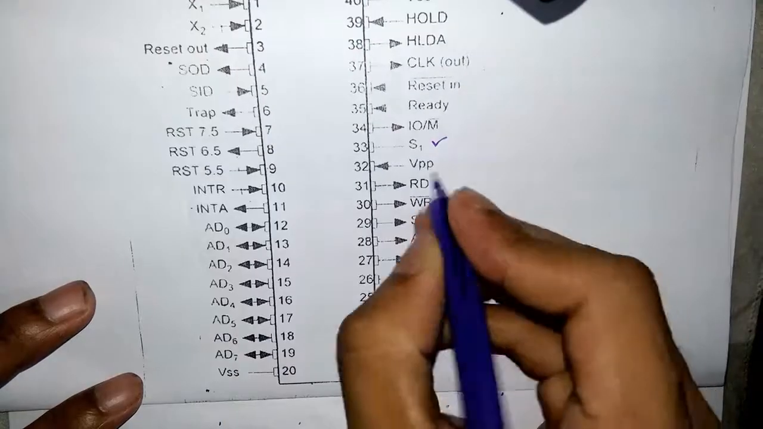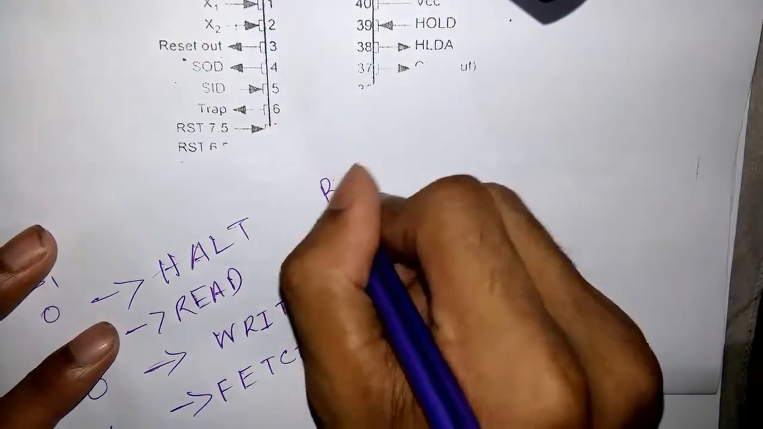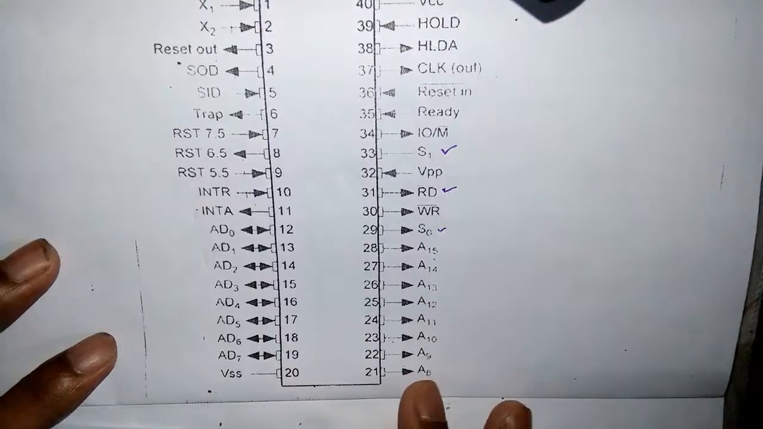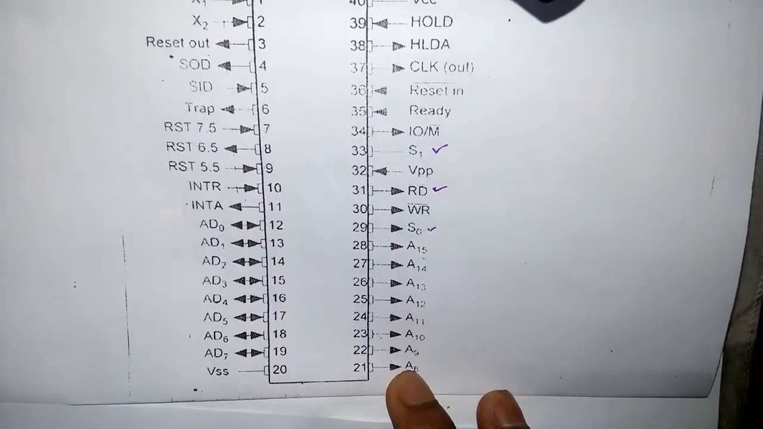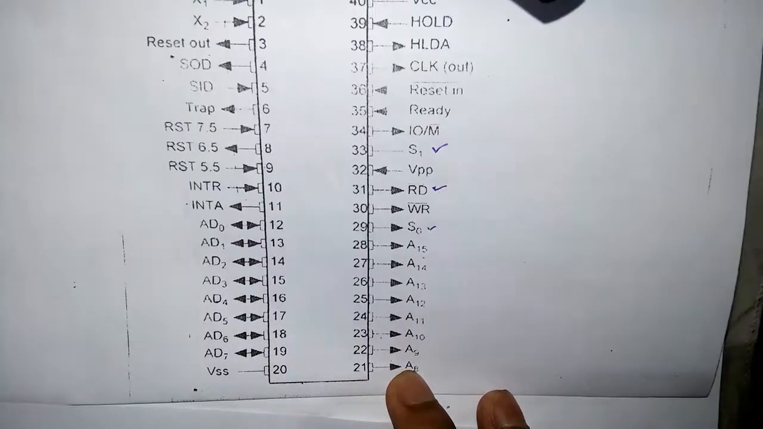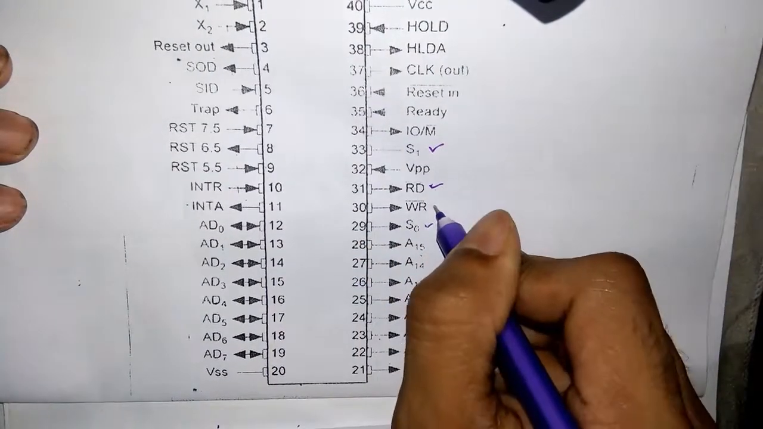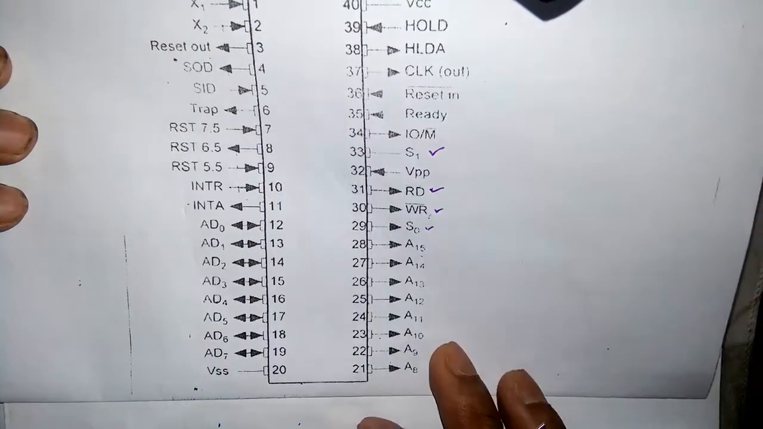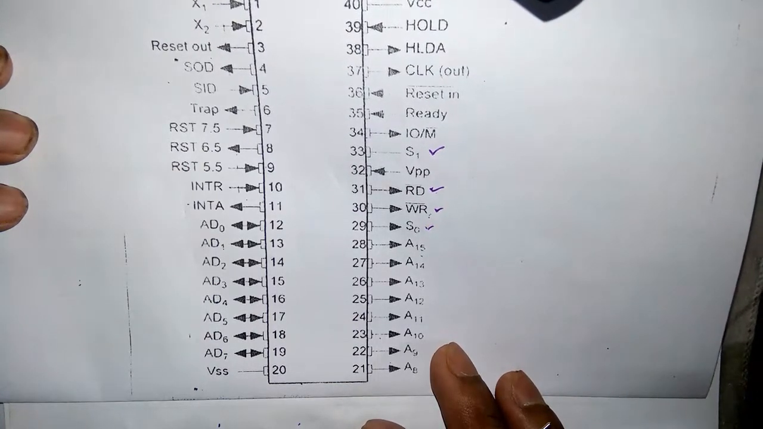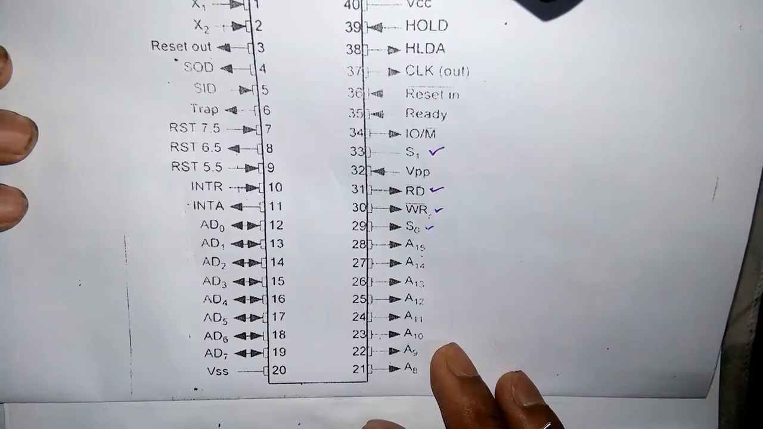Now here you see the read, RD. RD is an output, and it indicates that the selected memory or input output device is to be read and that the data bus is available for the data transfer. Next you see write, WR. This indicates the data on the data bus is to be written into the selected memory or input output location. Data is set up at the trailing edge of write, and it is 3-state during the hold and halt modes.